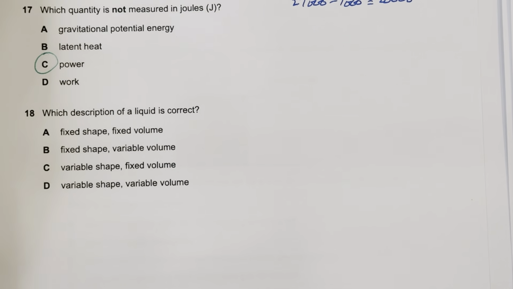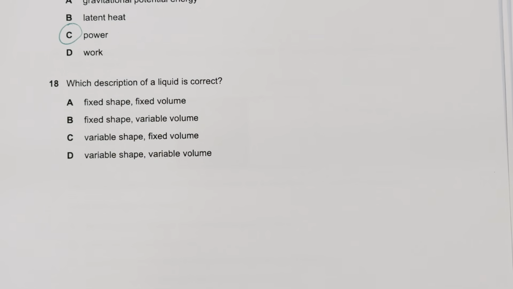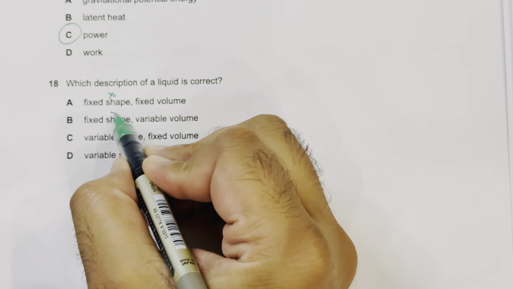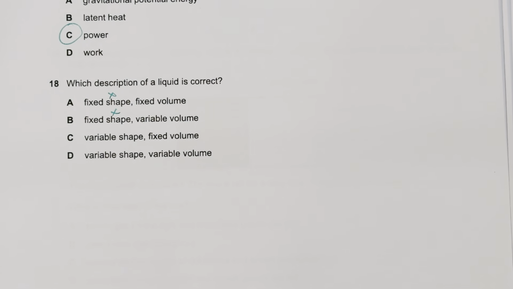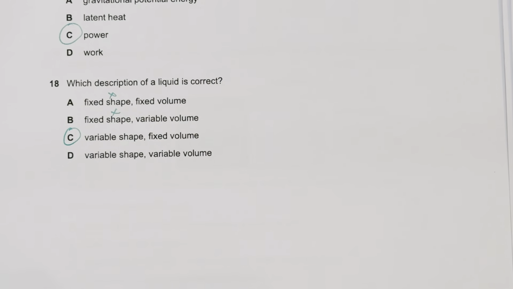Moving to question number 18, which description of a liquid is correct? Okay. Liquid has a fixed shape, and fixed liquid doesn't have a fixed shape, so options A and B are incorrect. Liquid has a variable shape, yes, it takes the shape of the container, and it has a fixed volume, that's why we have liter bottles. So option number C is the correct option over here.